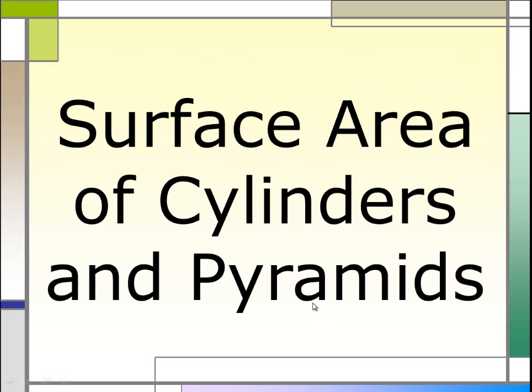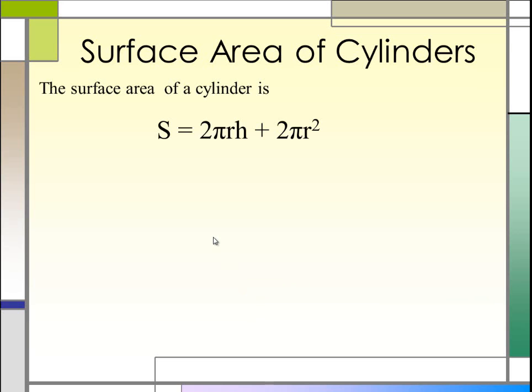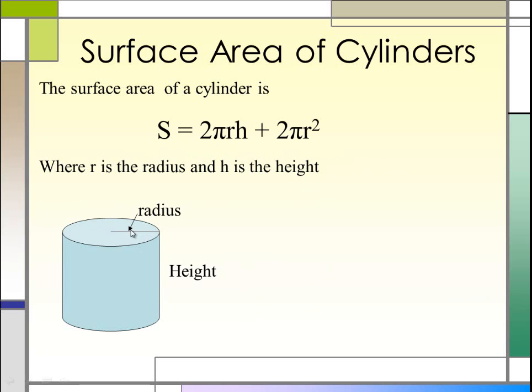Today we're going to talk about surface area of cylinders and pyramids. These are actually pretty basic. You just take the numbers and plug them into a formula. To find the surface area of a cylinder, you use the formula 2 pi r h plus 2 pi r squared. Now keep in mind that we're going to be using 3 for pi. The radius stands for halfway across the circle, and the height is how tall the figure is.